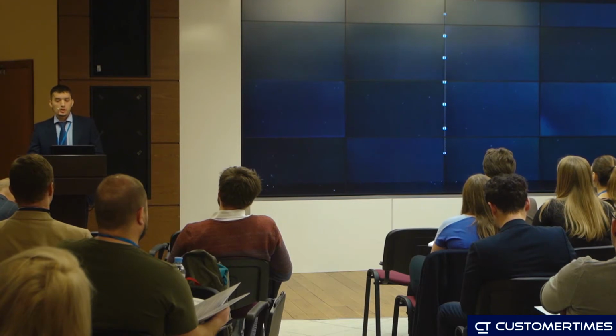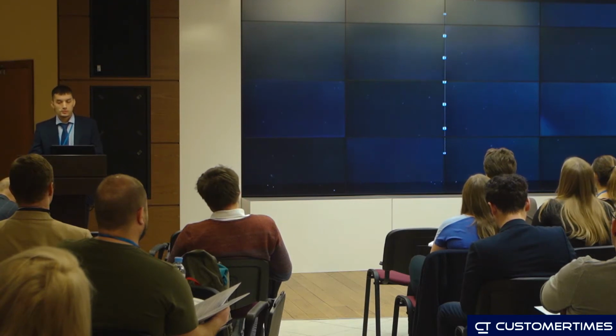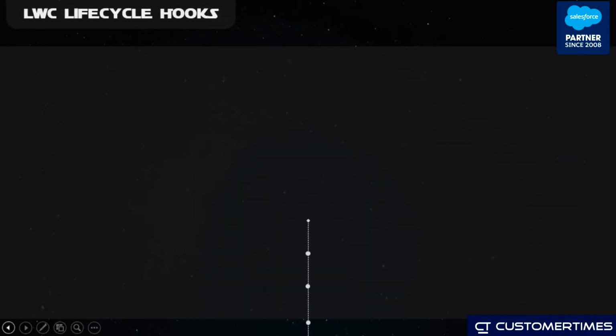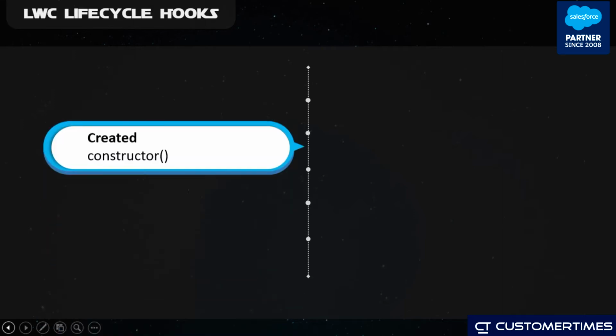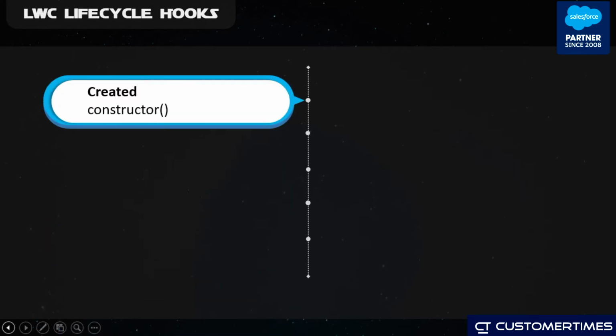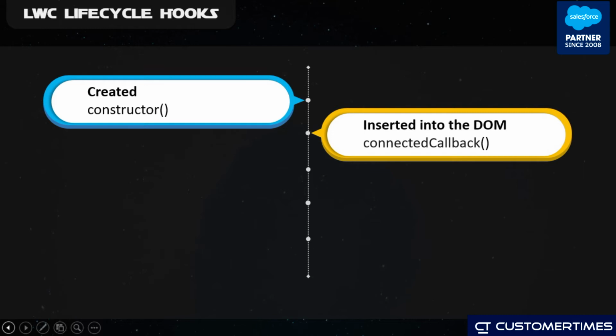Lightning Web Components have a lifecycle managed by the framework. A lifecycle hook is a callback method triggered at a specific phase of a component instance lifecycle. The constructor method fires when a component instance is created. Don't add attributes at this phase. The connected callback lifecycle hook fires when a component is inserted into the DOM.